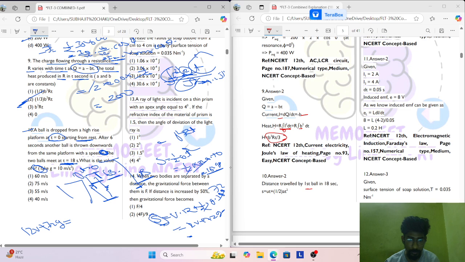Therefore 12v equals 90g. So v will be equal to what? 90 by 12 means 7.5 g. 7.5 into g, with g as 10, means 75. So therefore option number 2 will be the correct answer here.